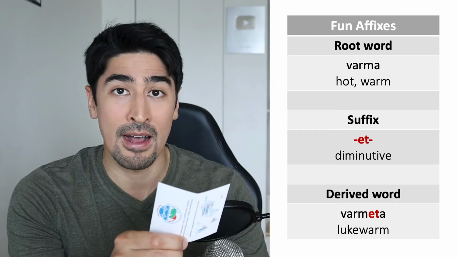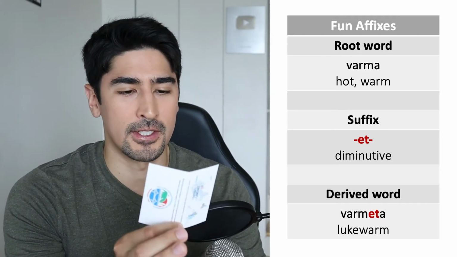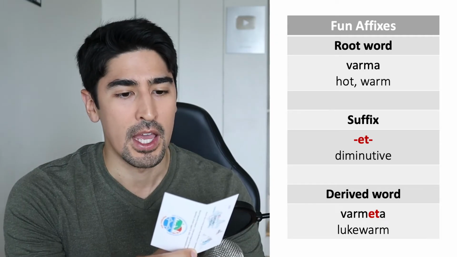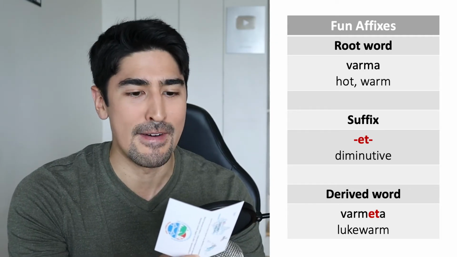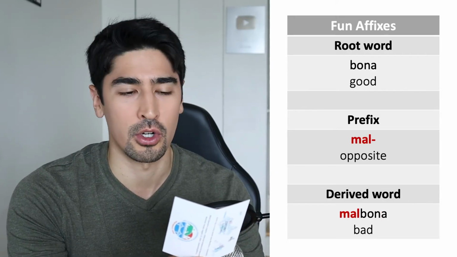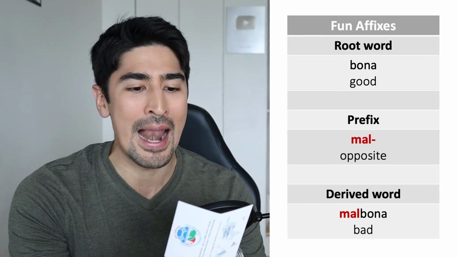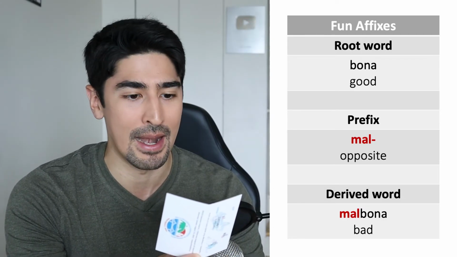Fun prefixes and suffixes. Alright, they're obviously not all there, but it will give you a pretty good idea of how the language works. Varma for hot or warm. It's pretty similar to English. Varma. If you add the suffix et, which is a diminutive, it becomes varmeta. Varmeta. So lukewarm. Then there is bona, we saw earlier, and if you want to make it the opposite, you add the prefix mal. Malbona, which makes it bad, malbona.